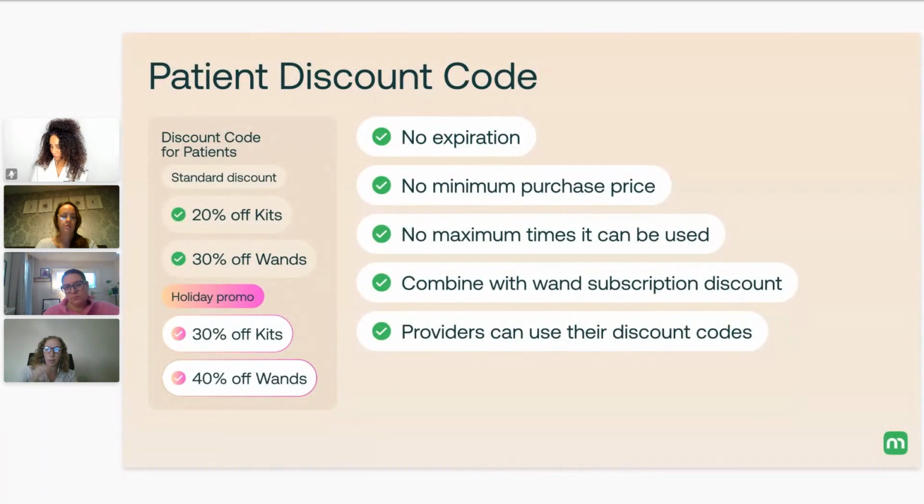So let's talk about the patient discount code first. The discount code that we give out to providers is, I like to say, a special discount code. It has no expiration, no minimum purchase price, and no maximum number of times it can be used. And we do allow it to be combined with our One subscriptions. So it's generally 20% off all the time. But for the holidays, we have increased it up to 30% off, and we allow it to be combined with a One subscription.